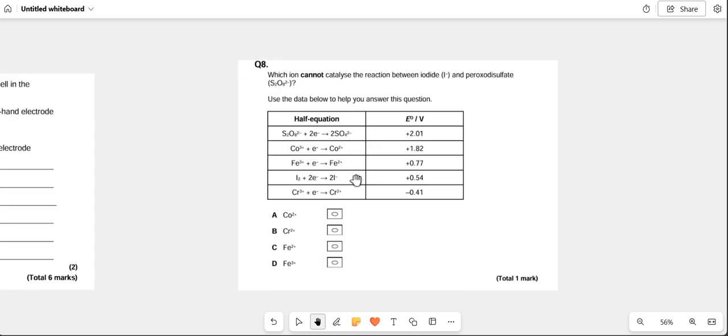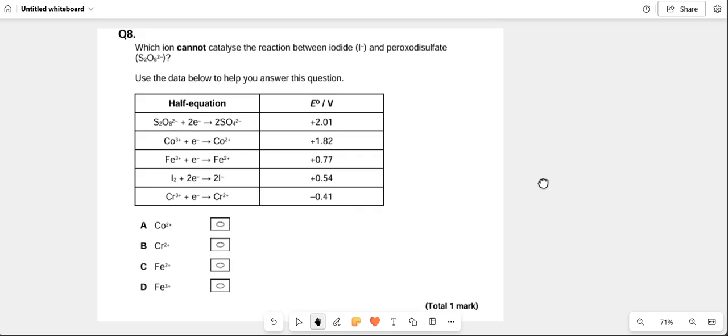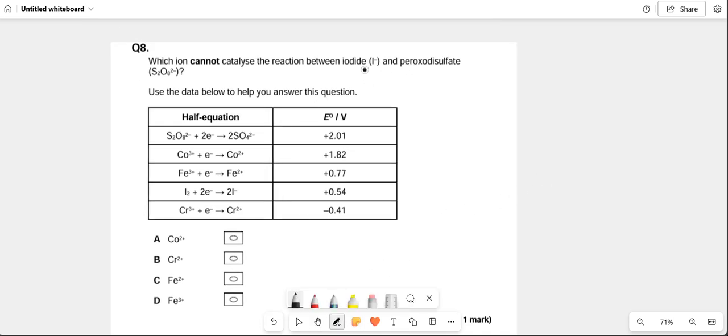Alright. Question 8. Which ion cannot catalyze the reaction between iodide and the other ion? It's kind of bait, I'm not even going to lie. We've got iodide here, so which ones cannot catalyze that? The reason it's asking which one won't is that you've got a negative ion reacting with a negative ion, which is going to be very slow. The forward reaction is bigger and the negative reaction is smaller, so you need a catalyst here. The catalyst should be between them.